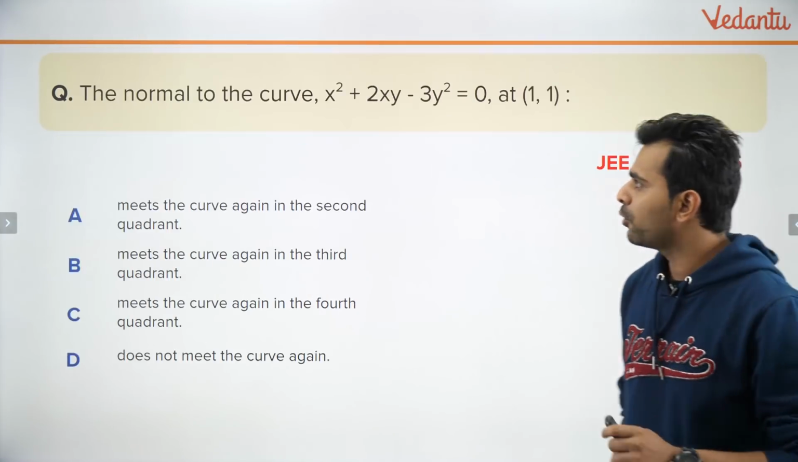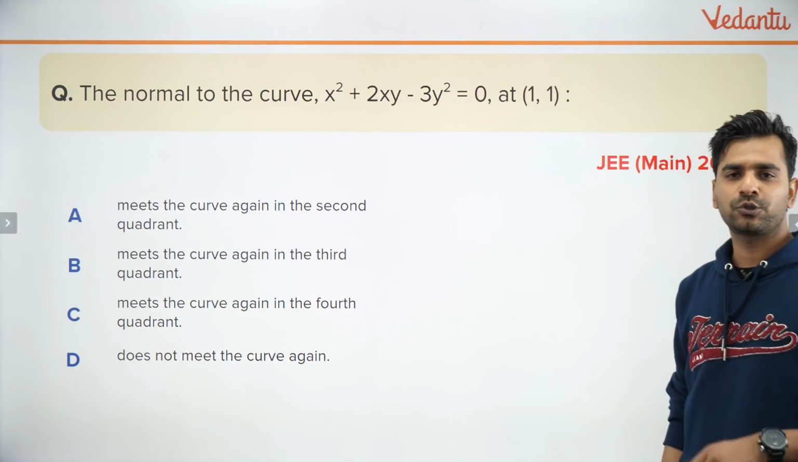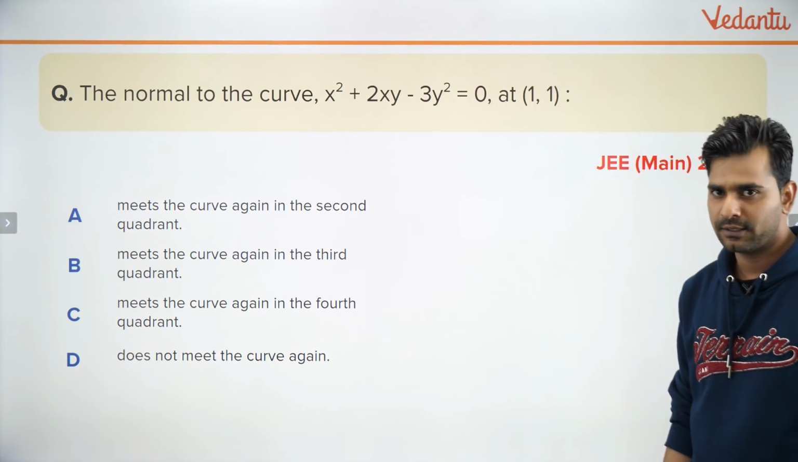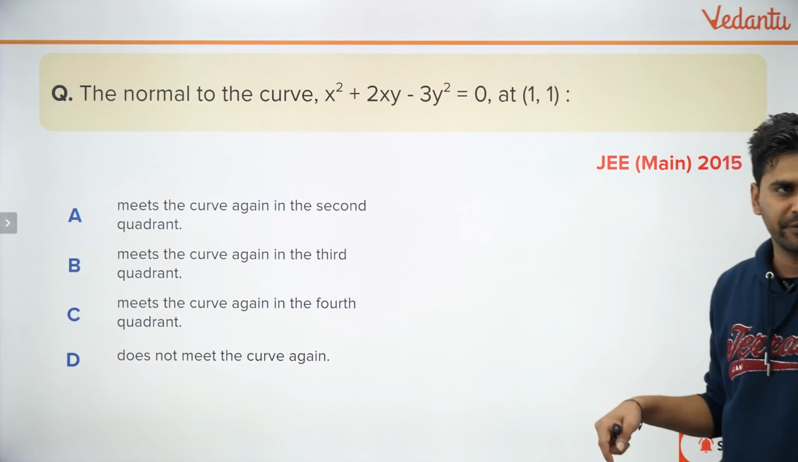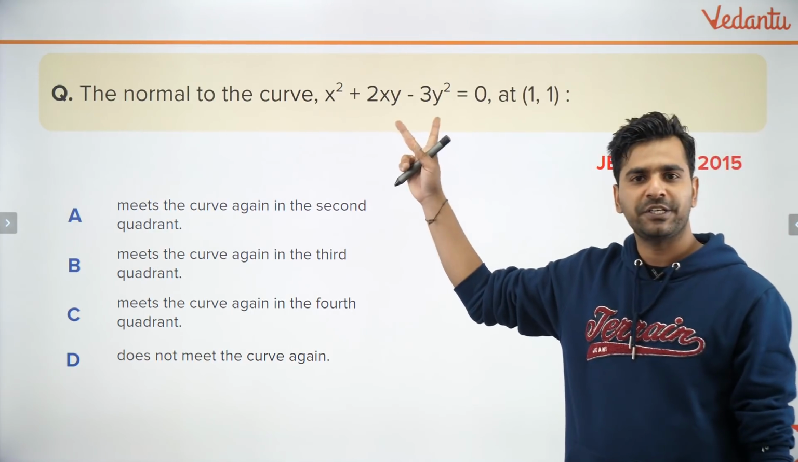Let's do one more problem. Yes. The normal to the curve, this is equal to 0 at (1, 1). The question is asking us this thing, right? It's again a JEE Main 2015 question. So let's do this. Now, you might have observed this is a homogeneous equation in 2 variables.